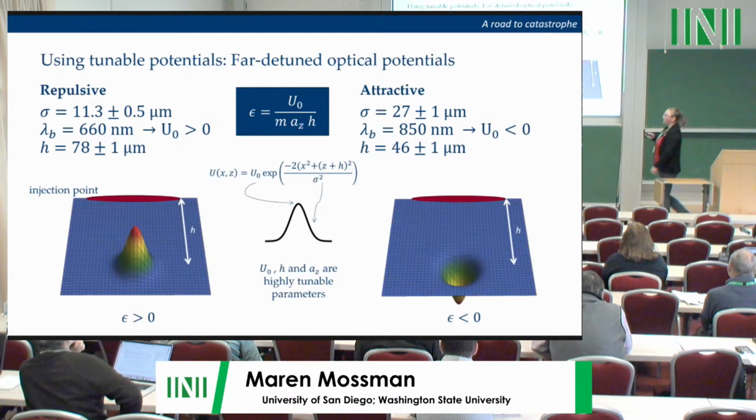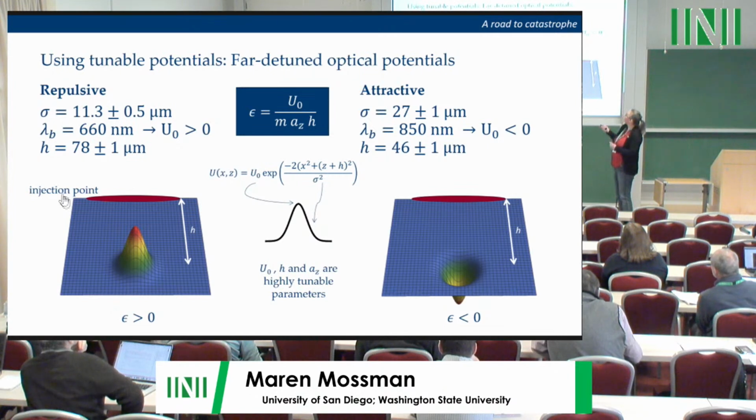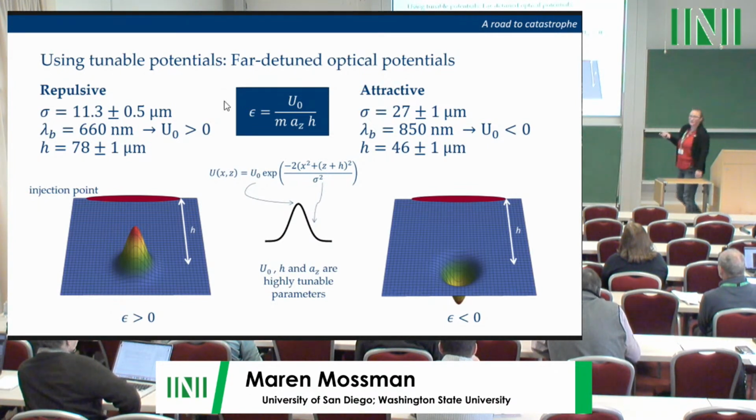Okay, so now I told you I was going to poke it. I'm going to poke it. So we have 2 different potentials that we're using in this case that are far detuned. That means that any spin state we're in, they don't like these potentials.